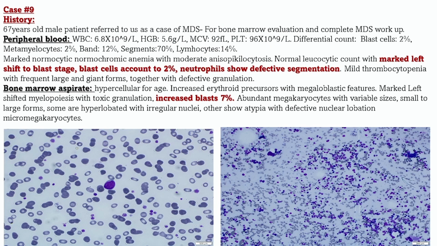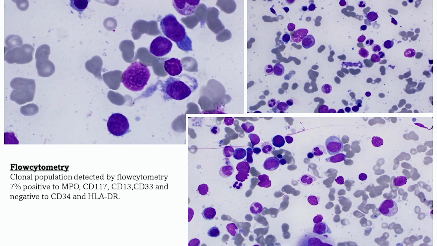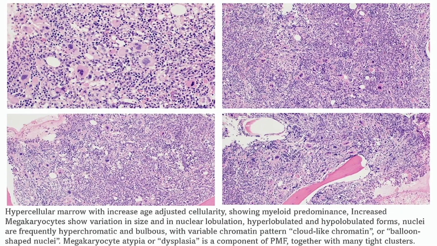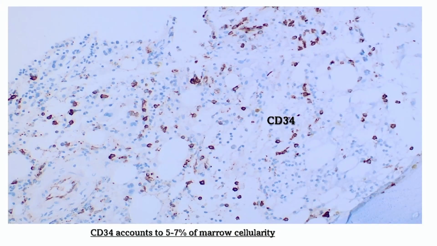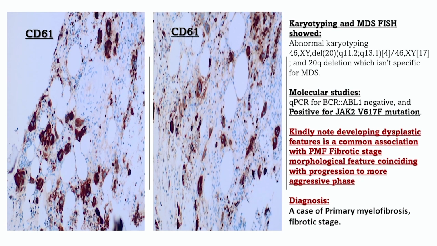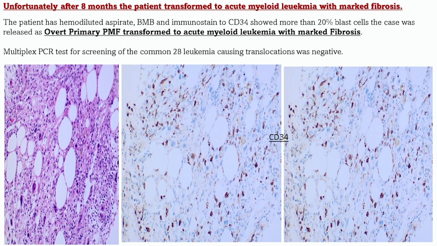Case number 9, a 67-year-old male, MDS. A lot of blasts were seen, and the neutrophils showed defective segmentation. On flow cytometry, this patient showed a right-shifted pattern with increased neutrophils and increased fibrosis. So this patient was classified as primary myelofibrosis, fibrotic state.